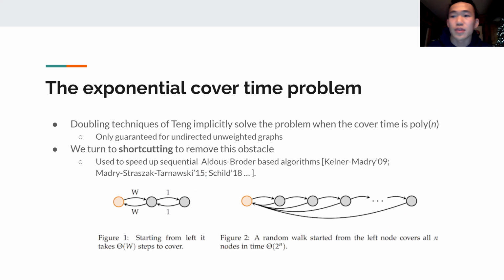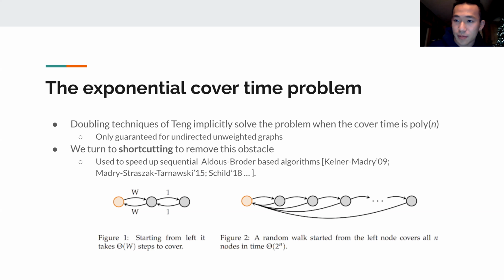And in fact, when we consider these different families of graphs, this is only guaranteed for undirected, unweighted graphs. So figure 1 on the left is an undirected graph, which is weighted and has an exponential cover time, or a cover time that grows in terms of the edge weights as opposed to any vertex count or size of the graph. And then we also have an unweighted but directed graph to the right of that, which again has an exponential cover time. But luckily, there's this technique that's been used in a lot of the Aldous-Broder sequential algorithms to speed up those algorithms, which we can also leverage in our parallel algorithm.